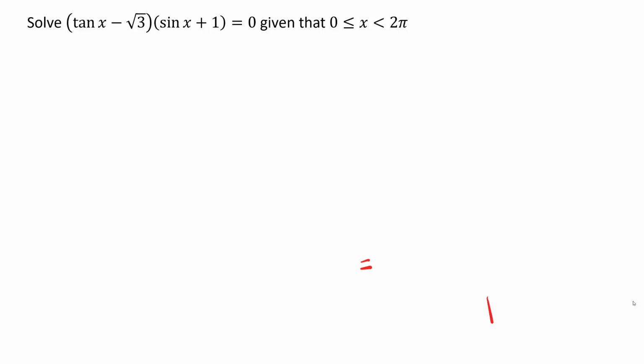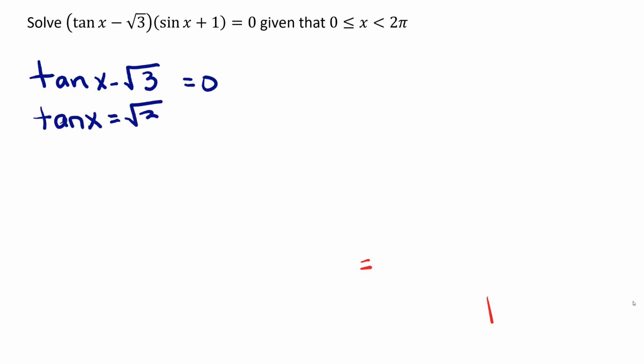All right, so here's another one. We've got tangent x minus square root of 3 times the quantity sine x plus 1 equals 0, given that 0 is less than or equal to x is less than 2 pi. So here we have two factors that multiply together to give us 0, which means one of them has to be 0. So either tangent x minus square root of 3 is 0, and if that's true, that means that tangent x is equal to the square root of 3, and that happens when x is pi over 3 and 4 pi over 3.